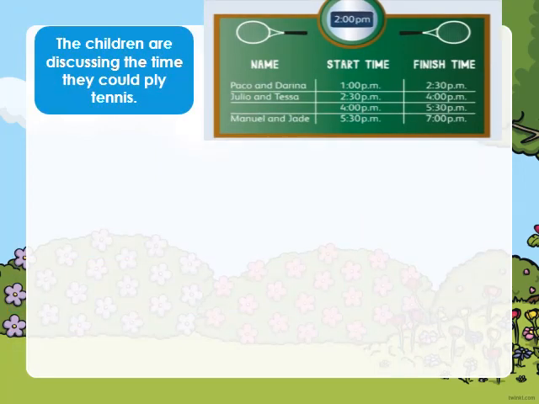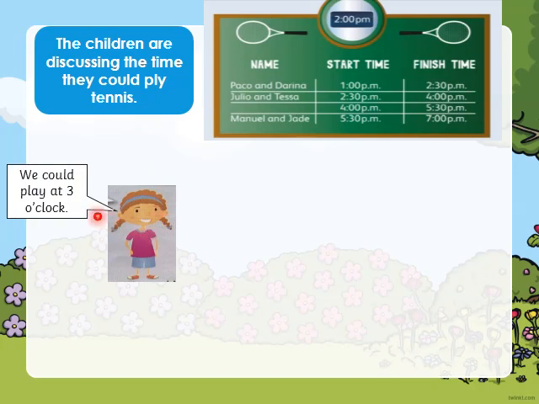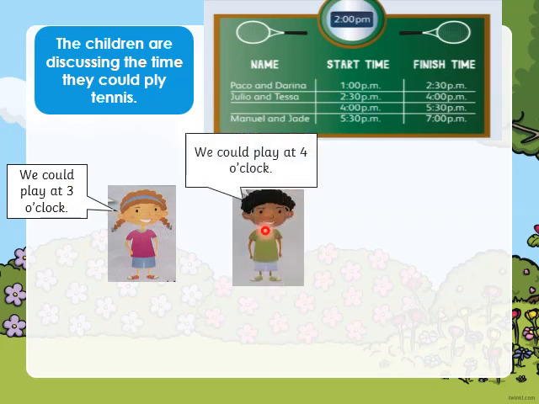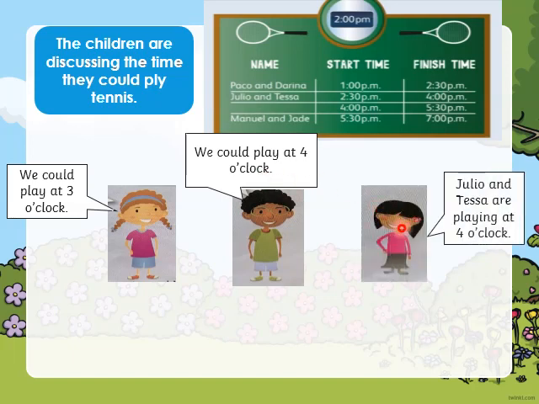Again, this is the tennis timetable. The children are discussing the time they could play. Massey said, we could play at 3 o'clock. Kader said, we could play at 4 o'clock. And the last one said, Jolio and Tessa are playing at 4 o'clock.